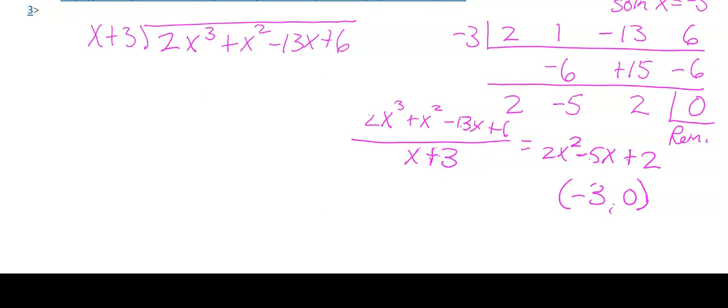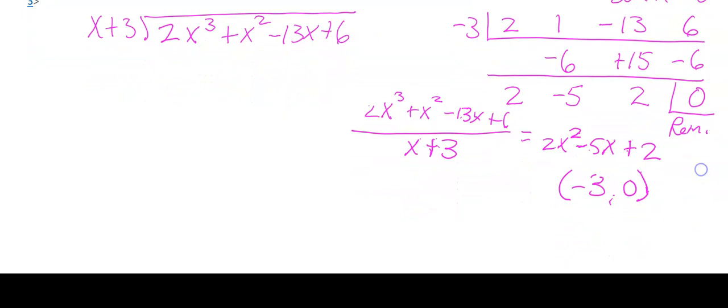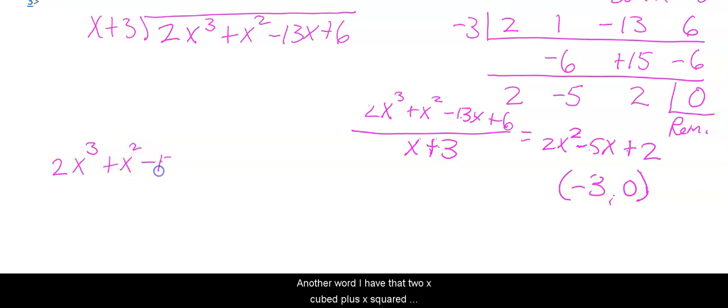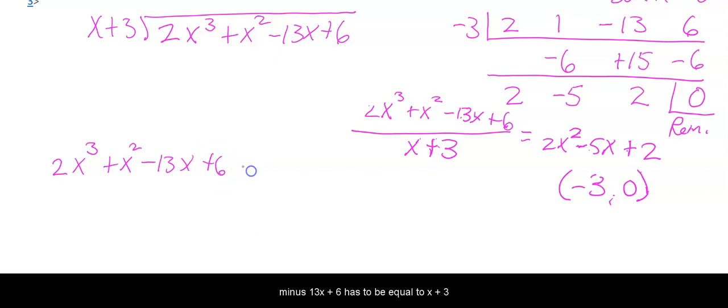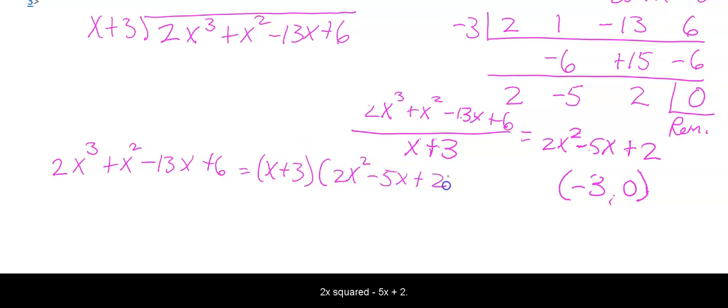Okay. Now, this gives me the first part, which is the quotient, but could I factor it more? And the answer is possibly. Let's see if we can keep going. In other words, I have that 2x cubed plus x squared minus 13x plus 6 has to be equal to x plus 3 times 2x squared minus 5x plus 2. That's what the long division is telling us. Can I factor this second quadratic equation?